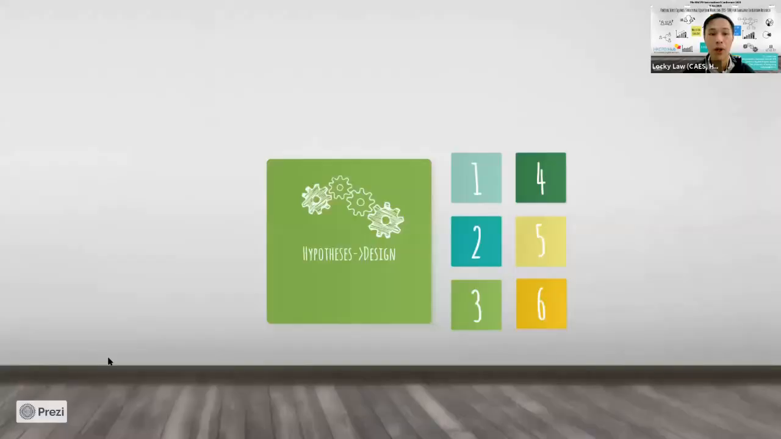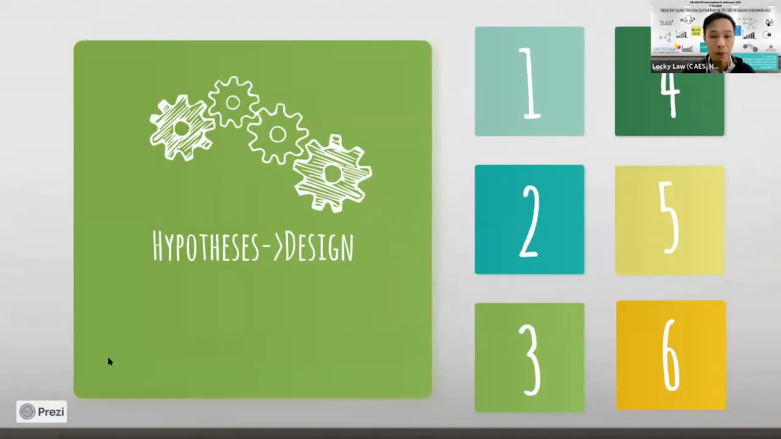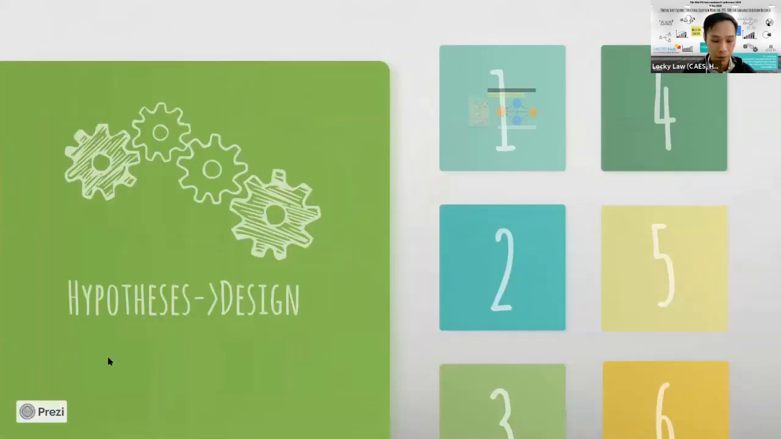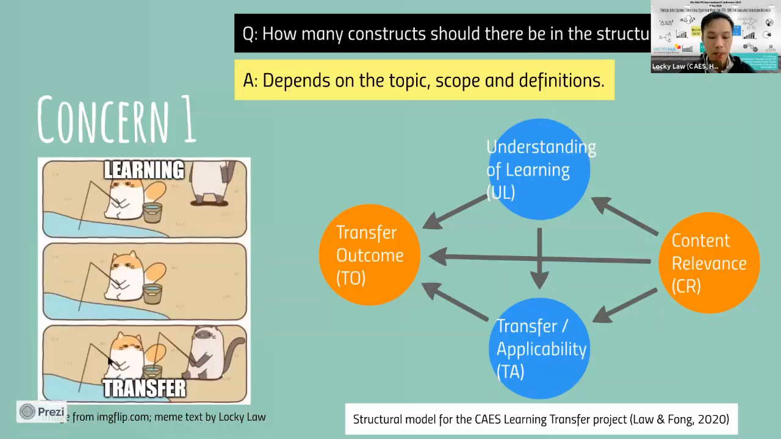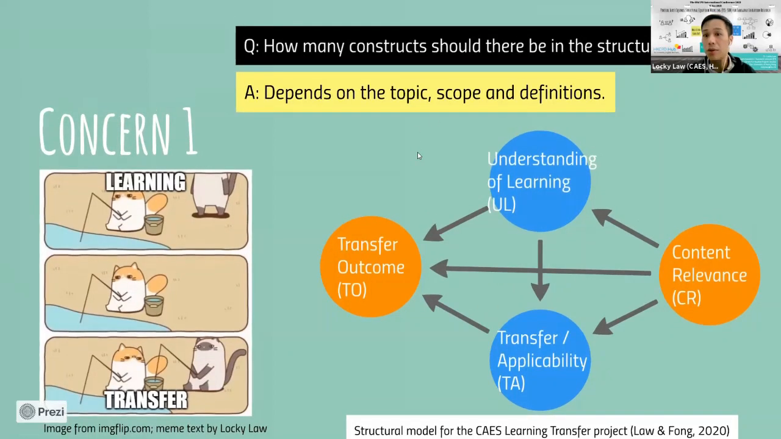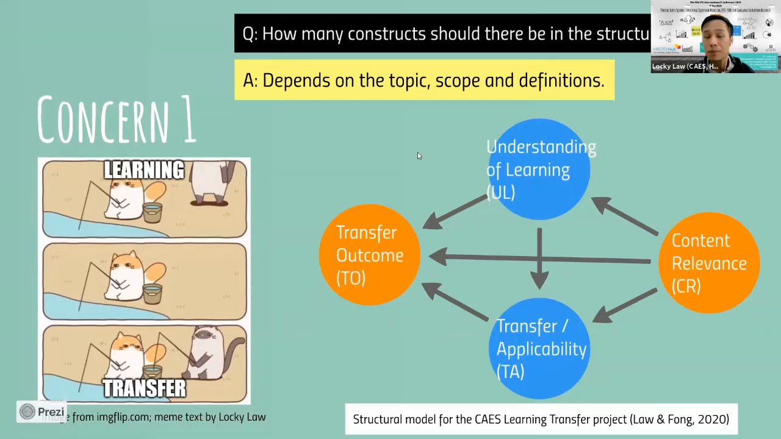Okay, so we're moving on to the 4th part, which is hypothesis becoming the design. Here we have the first concern. When we are using PLS SEM, one of the things we first have to ask is how many constructs should there be in the structural model? The answer is it depends on the topic you are interested in, the scope of your research, and also the definitions involved.